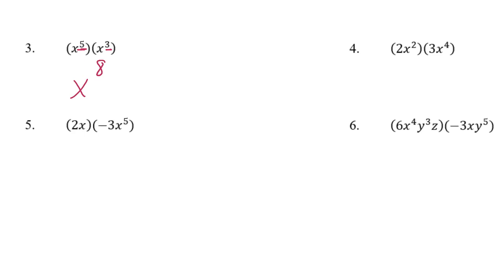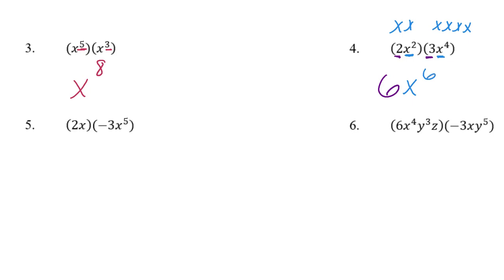Looking at number 4, you'll notice we do have coefficients. So we have to multiply our 2 times our 3 first. 2 times 3 is 6. Then we want to deal with our x's. We have 2 x's and 4 x's. Remember, x squared is x times x, and x to the fourth is x times x times x times x. So then total we have 6 x's, so x to the 6th.